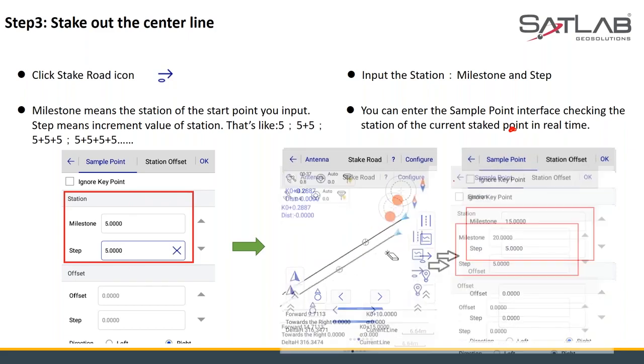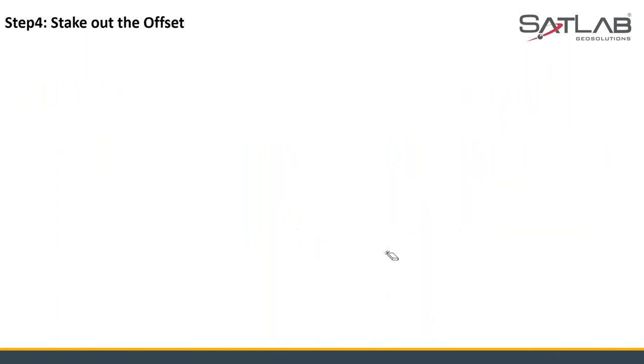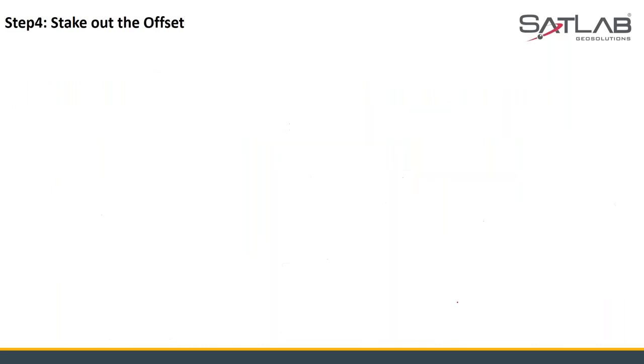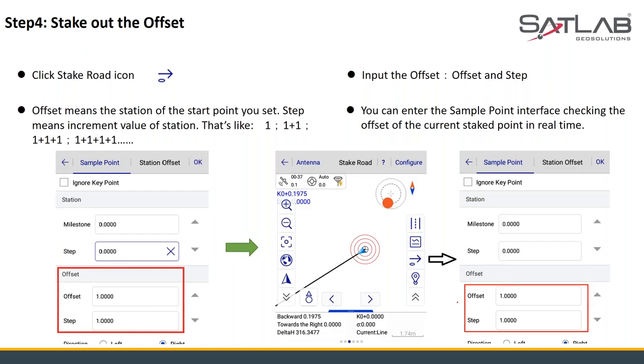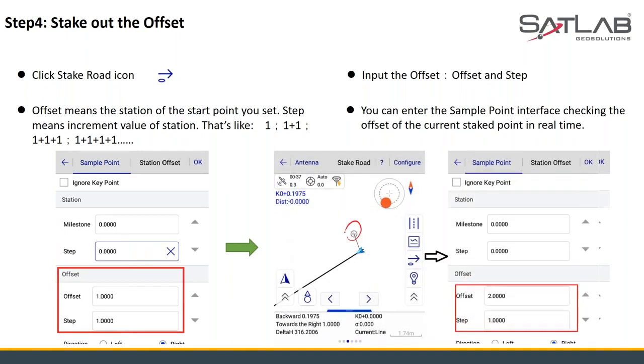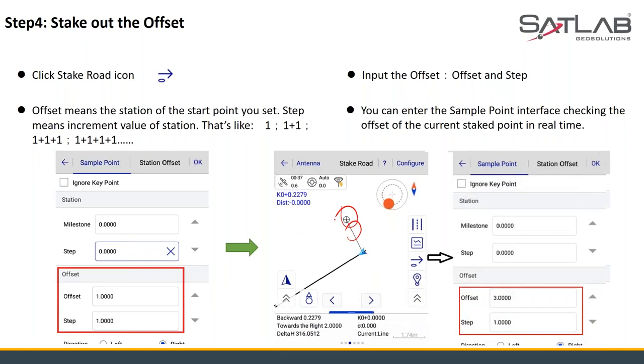After that, say for example, I had to stake the offset as well. So I have an option over here. Let me show you how. So milestone is 0, offset is 1, and step is 1. As you can see, step is 2, then the step will be 3 over here, then step will be 4, then here, and so on. I can put it as 5, so the offsets will be 5, 10, 15, 20, 25, and so on.